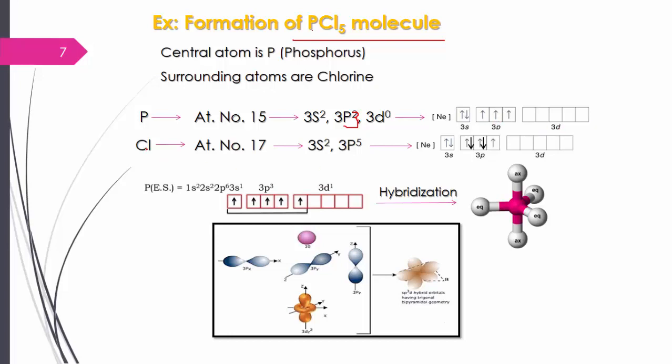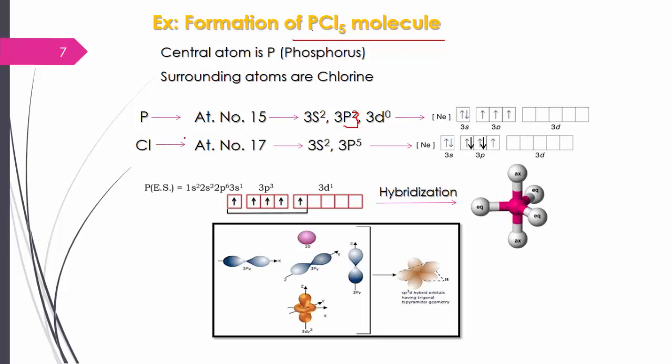Now the chlorine atom, atomic number 17, which is a surrounding atom. 3s2 3p5. Here we can see 3p5 is nearly fulfilled, and it requires only one electron for stabilization. It requires one electron for the chlorine atom to be stable.